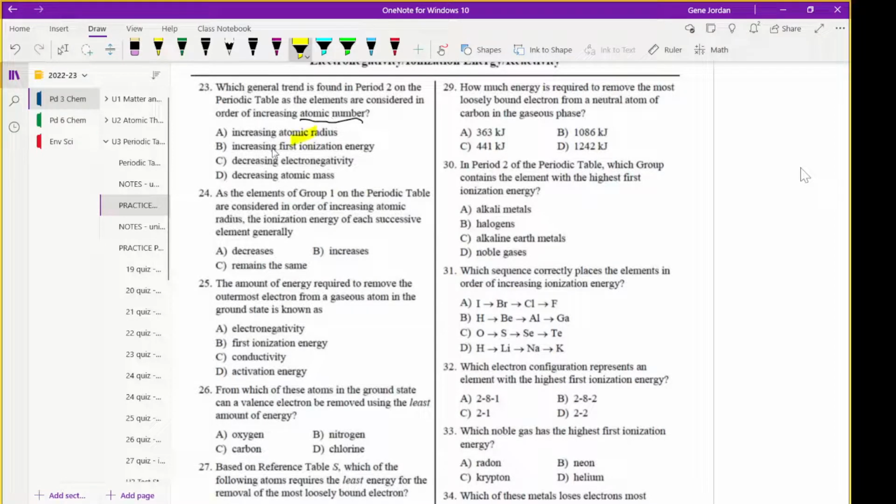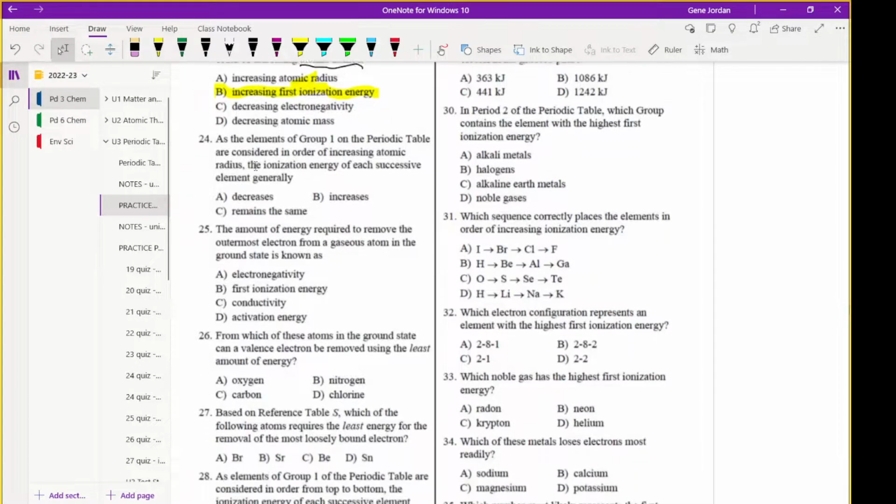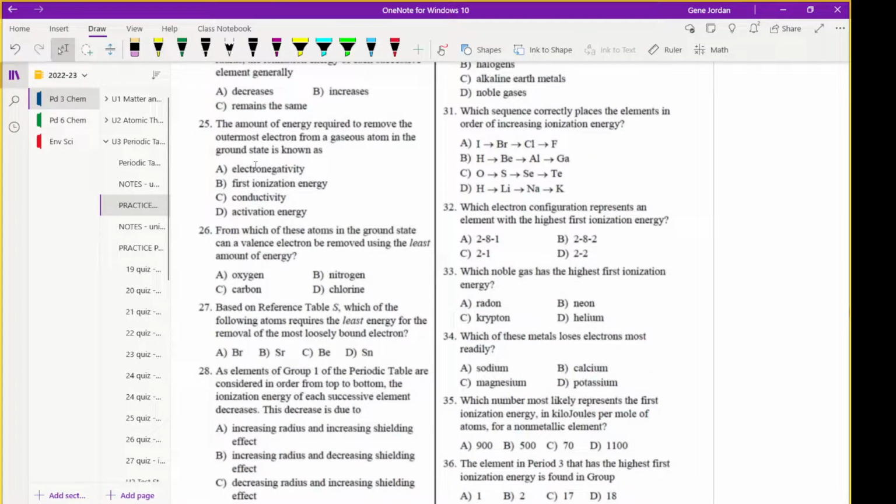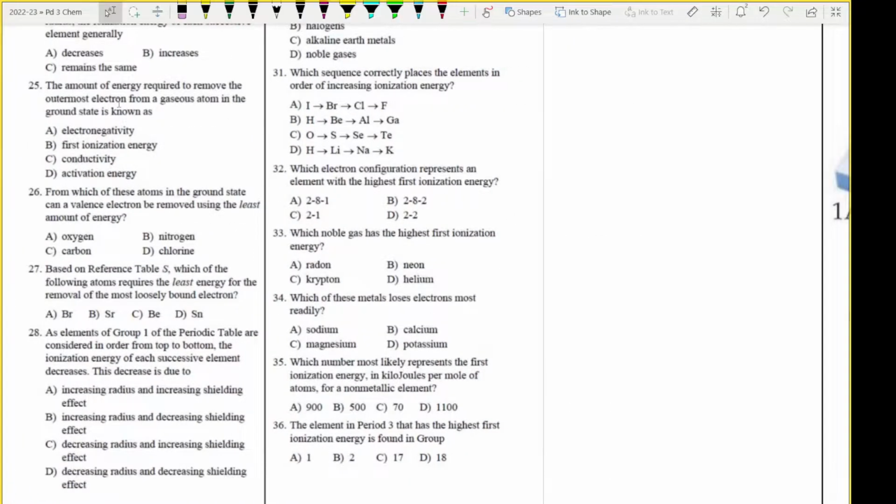The idea here is that as you get closer and closer to fluorine, the top right, you increase the ionization energy. And first ionization energy just means the first electron on the outer shell. 25. The amount of energy required to remove an outermost electron is called the ionization energy, just like we talked about.